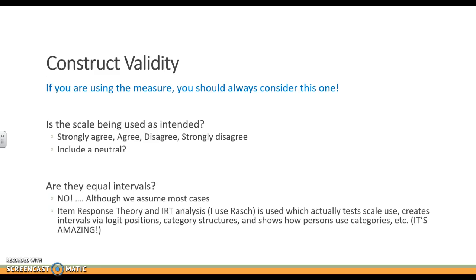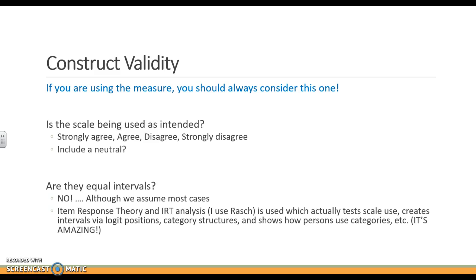So now we can look at construct validity. This is the construction of the measure. This is something that you should always consider doing. And what we're really asking is, is the scale being used as intended? If you have a 4-point agreement scale, great. Do you include a neutral? Is it a frequency scale? Is it 7 points? Is it 11 points? If it's 11 points, were all of them being used? Probably not. So just really considering the scale itself, and is that valid?